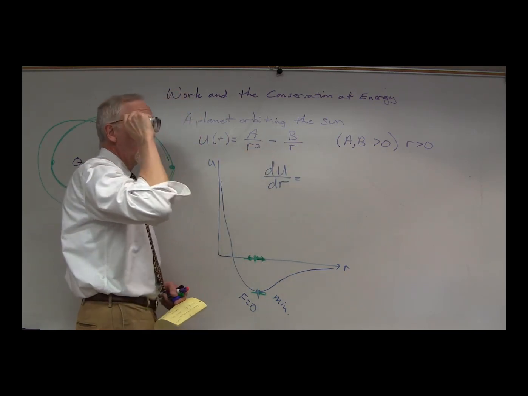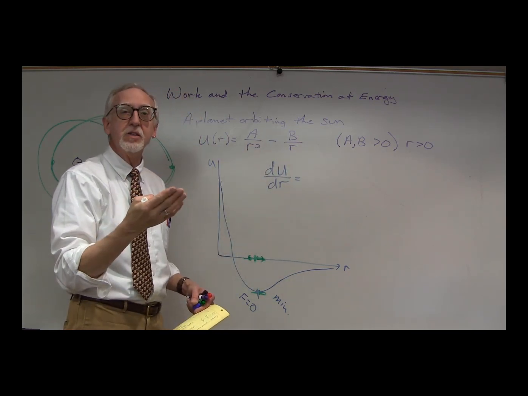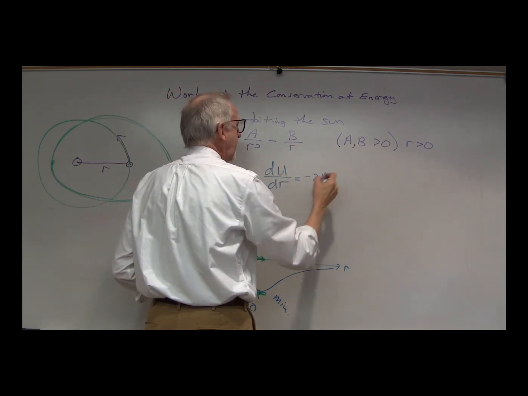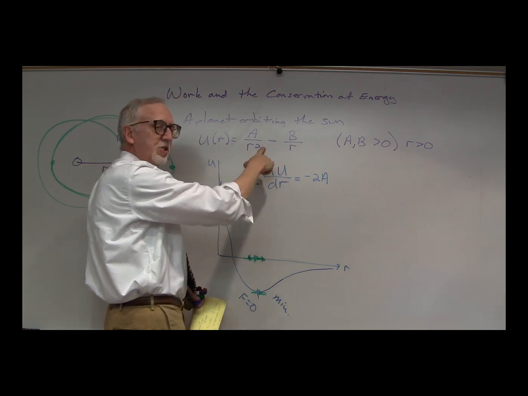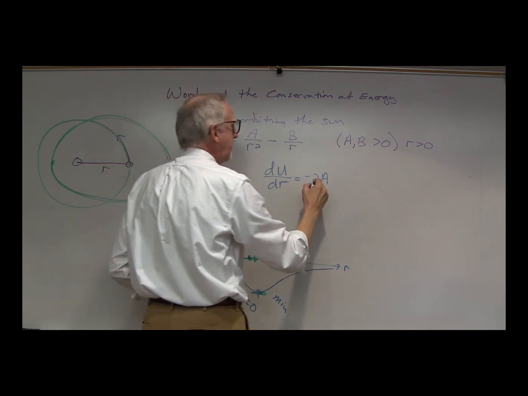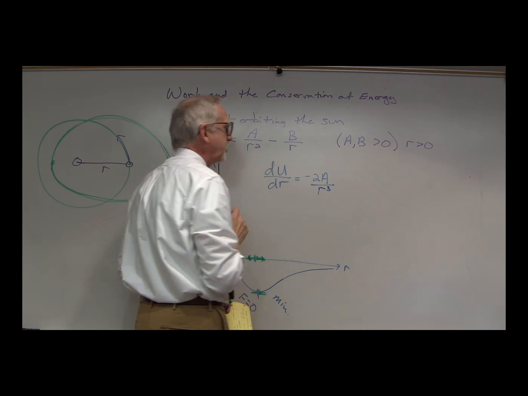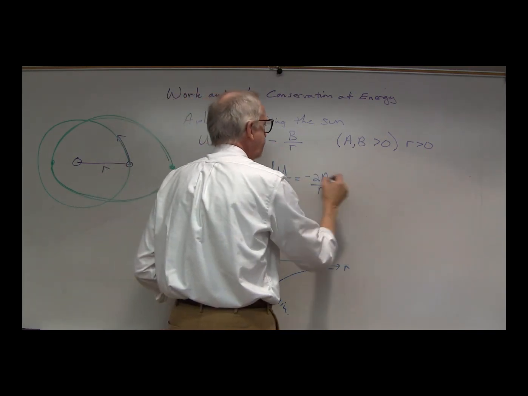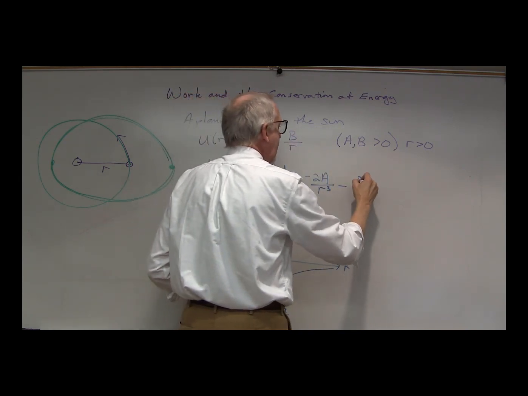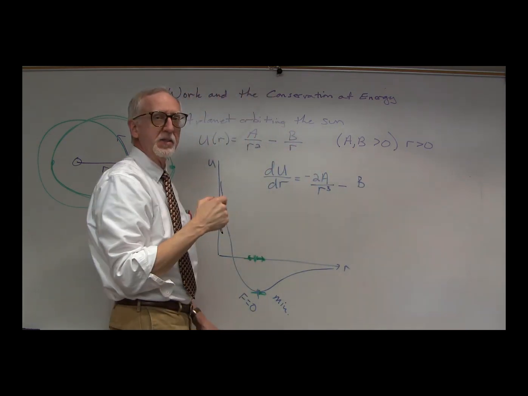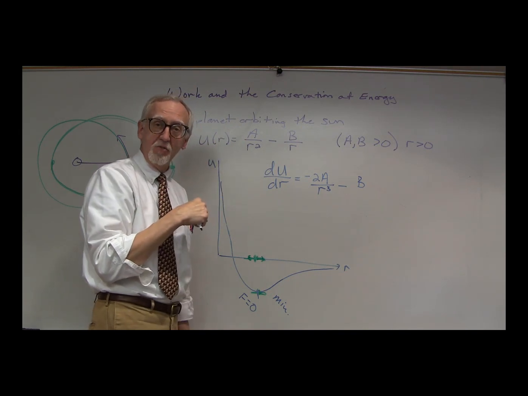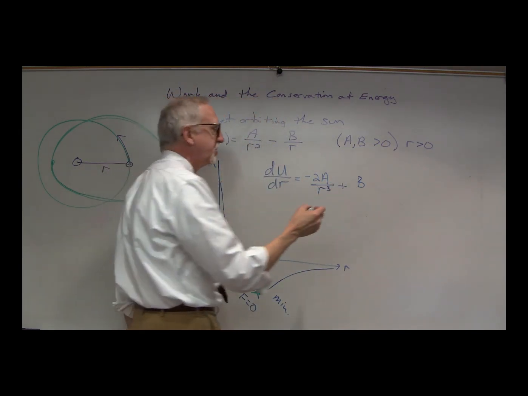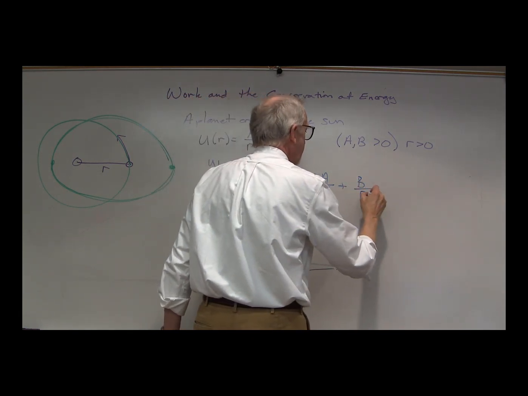Well, we've got a 1 over r squared term, in other words, an r to the minus 2. So differentiating that, we'll get a minus 2 times a times r to the minus 2 minus 1, which is r to the minus 3. So minus 2a over r cubed. And then we'll have a minus b, and we've got r to the minus 1. To differentiate that, we bring down the factor of minus 1. That'll make it positive. And then we subtract another one, r to the minus 2, so b over r squared. There we go.